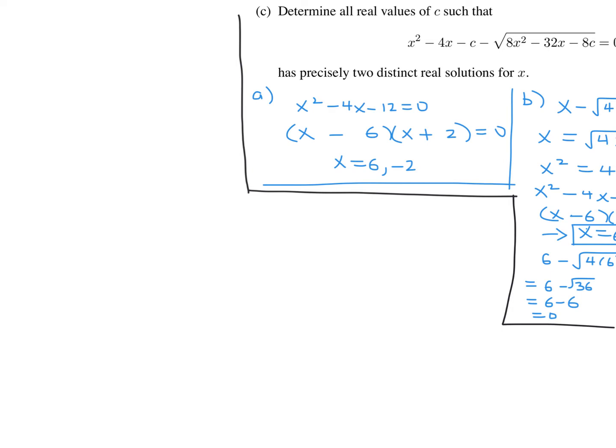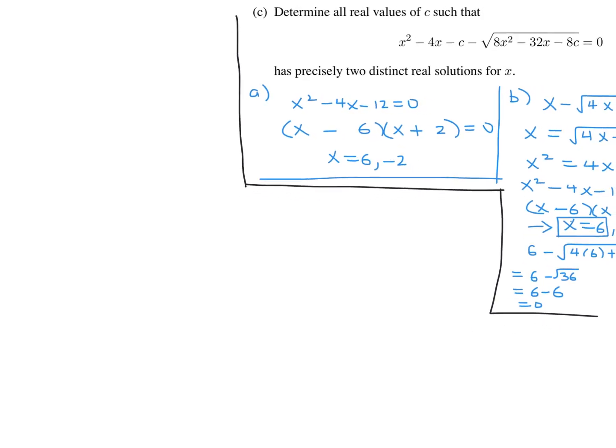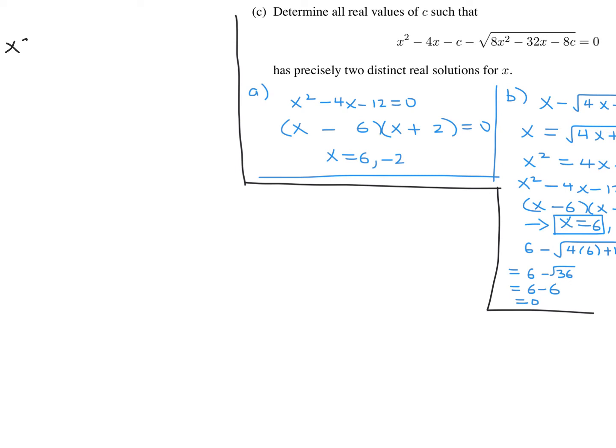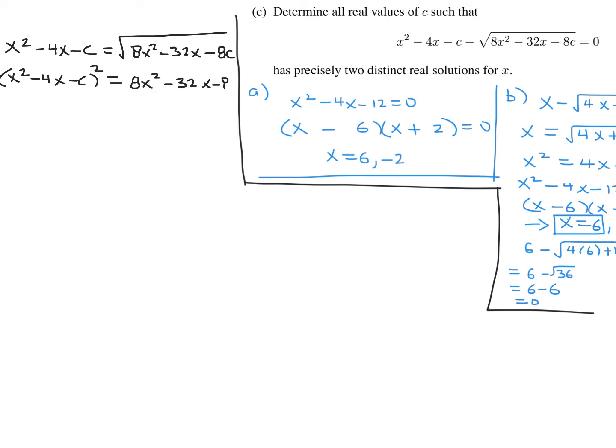All right, so we've got this equation. It is x squared minus 4x minus c is equal to the square root of 8x squared minus 32x minus 8c, right? When you put the radical on the other side. Now square both sides, and when you square both sides, you'll get x squared minus 4x minus c, all squared, of course, and then the radical on this side disappears. So you just get 8x squared minus 32x minus 8c.